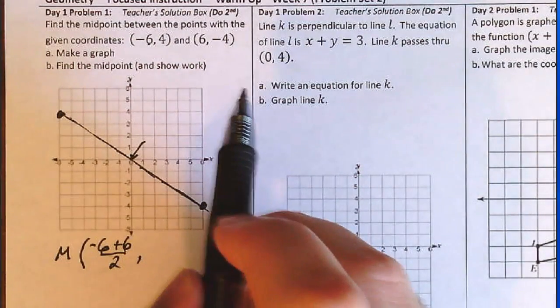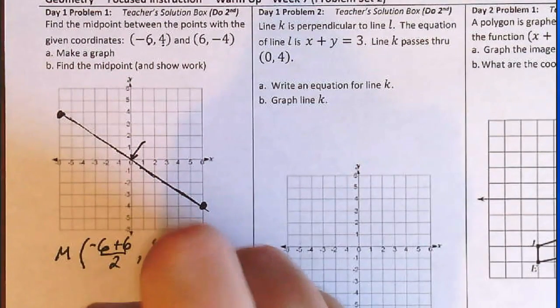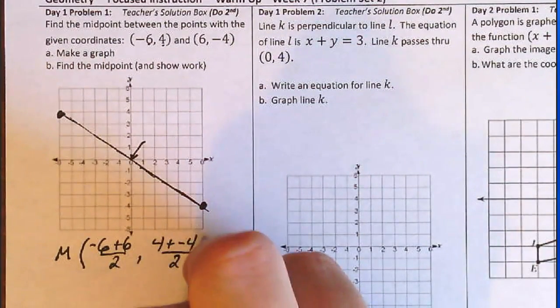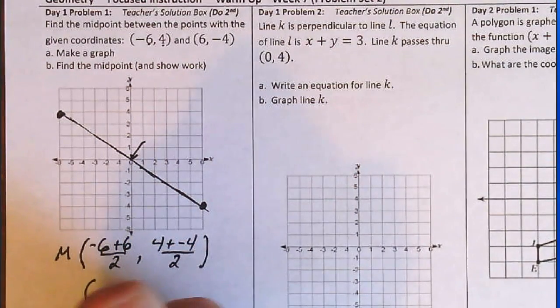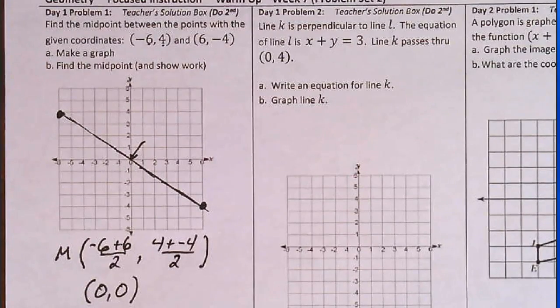We also want to average the y-coordinates, 4 and -4. So if we add those together and divide by 2, that'll also turn out to be 0. So as we expected, the midpoint is (0, 0).